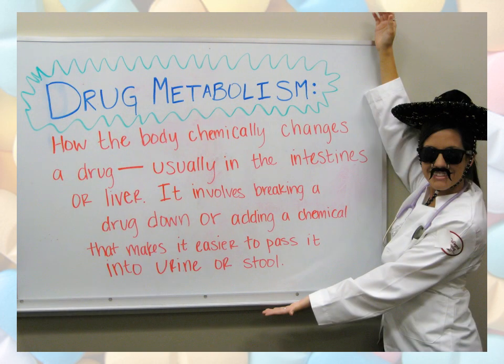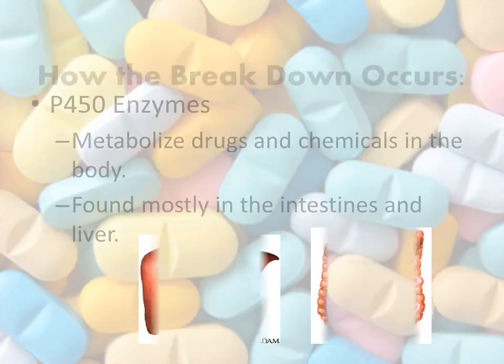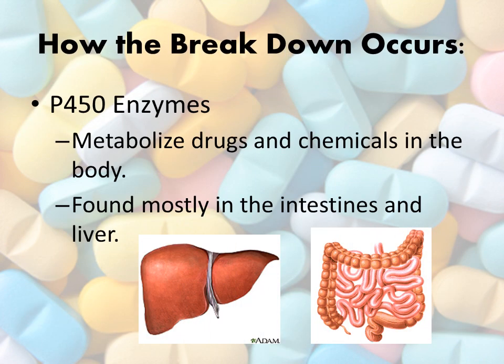Drug metabolism is defined as how the body chemically changes a drug, usually in the intestines or liver. It involves breaking down a drug or adding a chemical that makes it easier to pass into the urine or stool. Drugs are metabolized in the body by a group of enzymes known as the P450 system. These enzymes are found mostly in the liver and intestines.